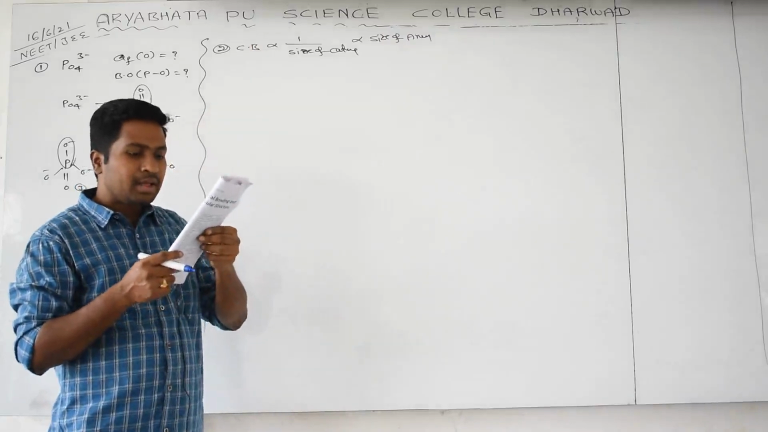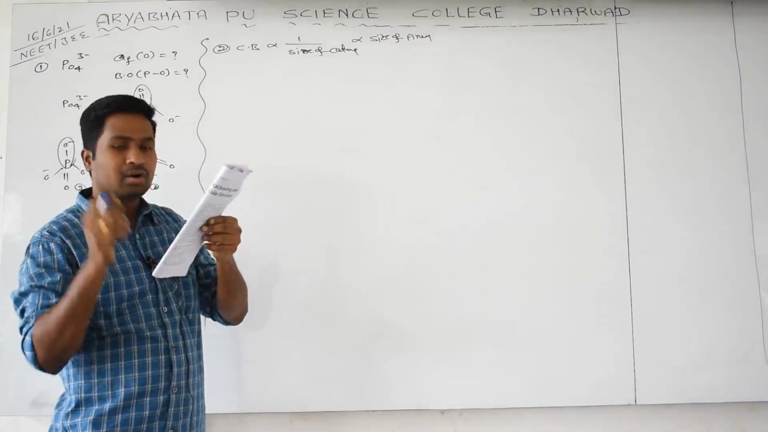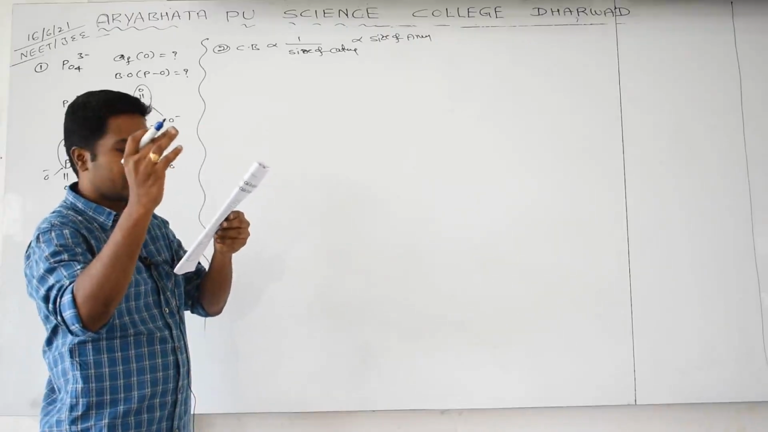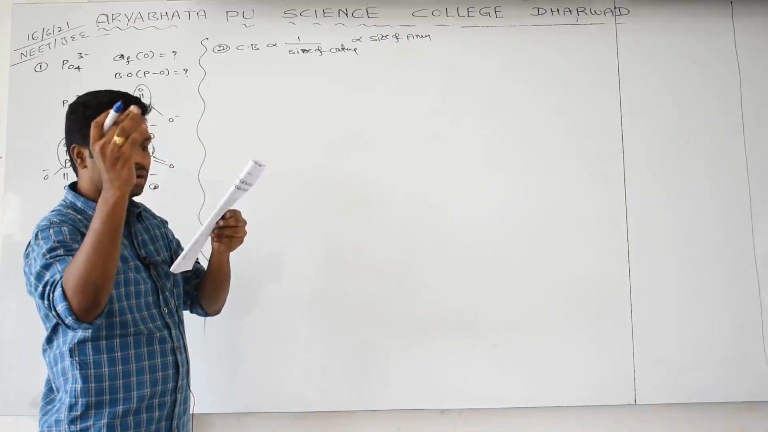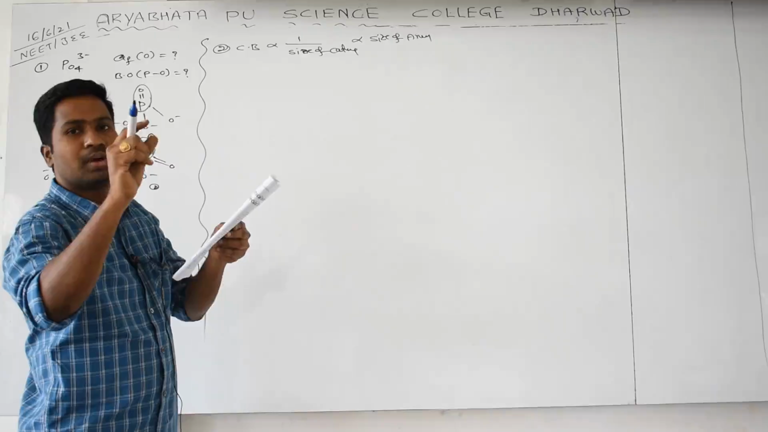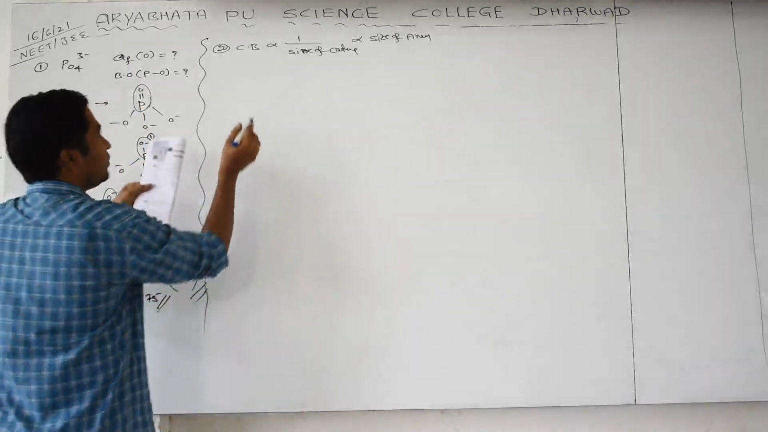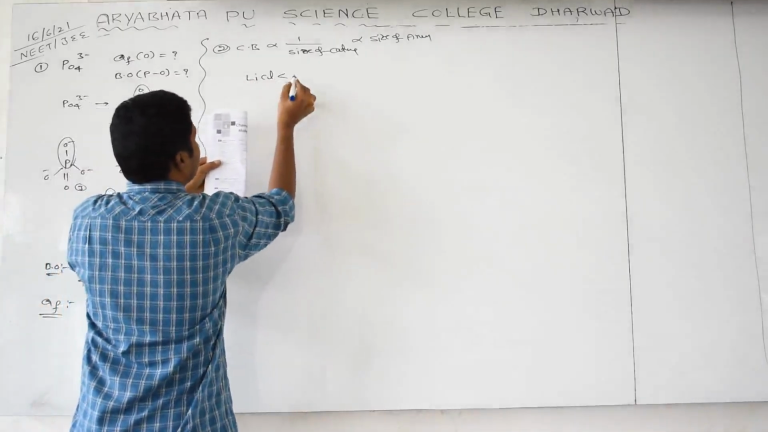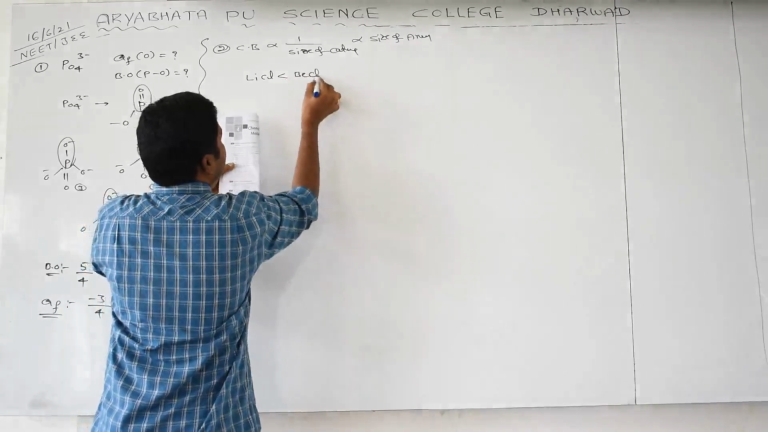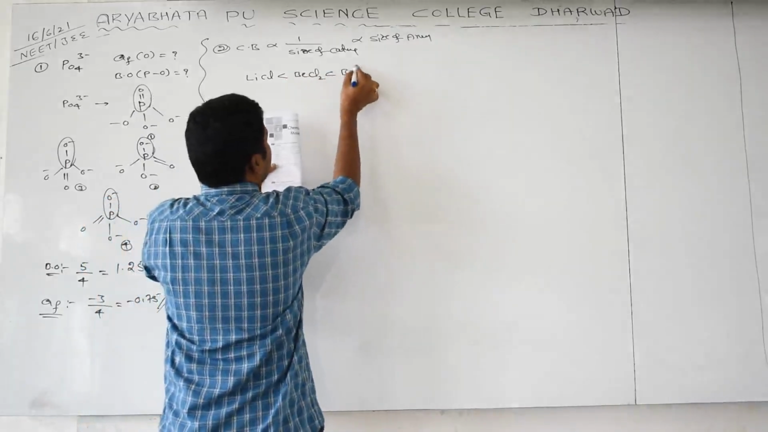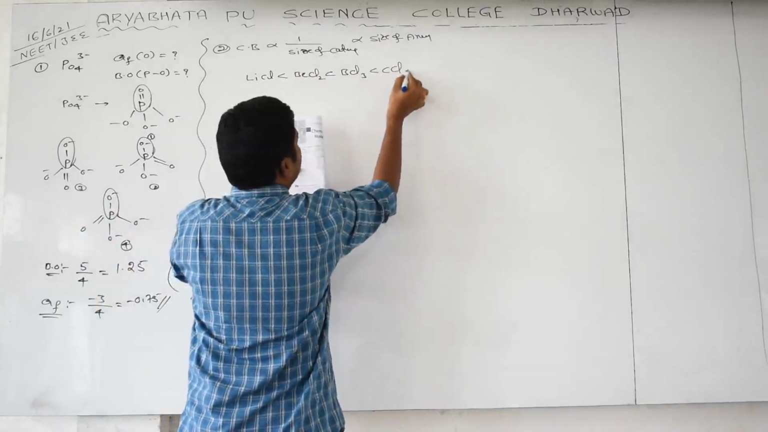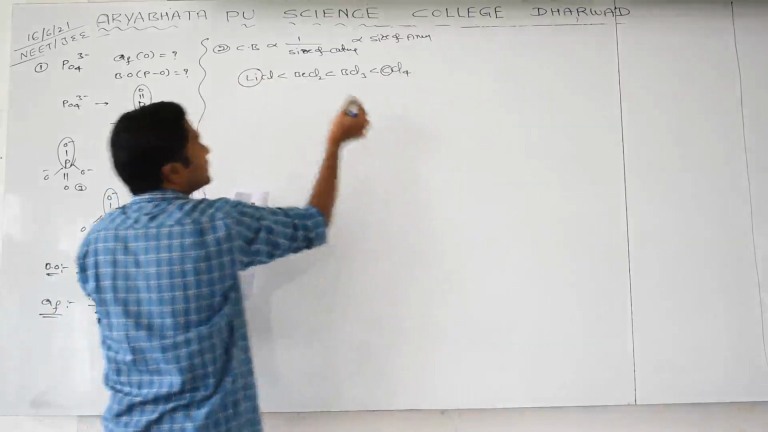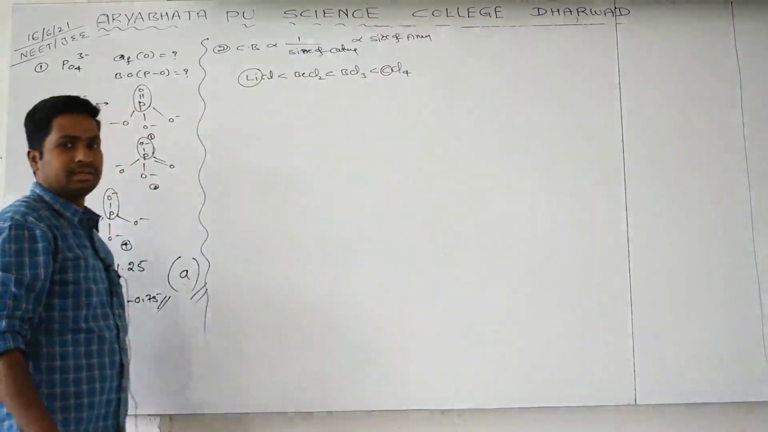You check it: lithium, beryllium, boron, carbon. Given 4 species, lithium is a first group element, beryllium is a second A group element, then boron and carbon. Size decreases, covalent character increases. That is why lithium chloride has the least covalent character, then beryllium chloride, then boron trichloride, then carbon tetrachloride. Why? Because from here to here size decreases and covalent character increases.